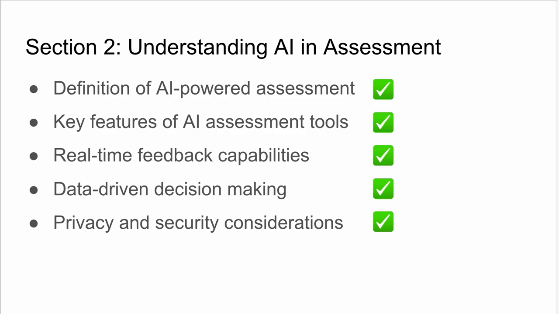And AI uses data to help teachers make better choices, finding out which students need more help or which topics are hard for the class. It's important to remember that AI tools must keep students informed and their information safe and private, and schools need to be careful about how data is used.